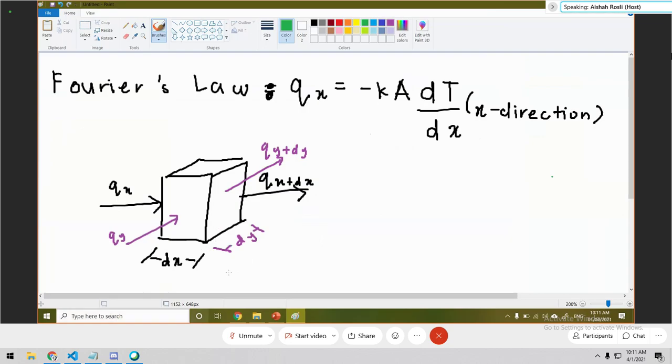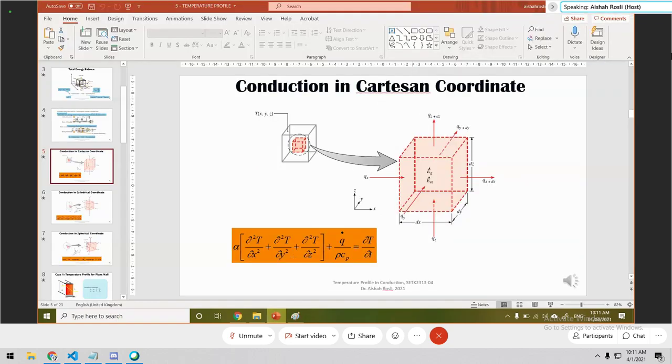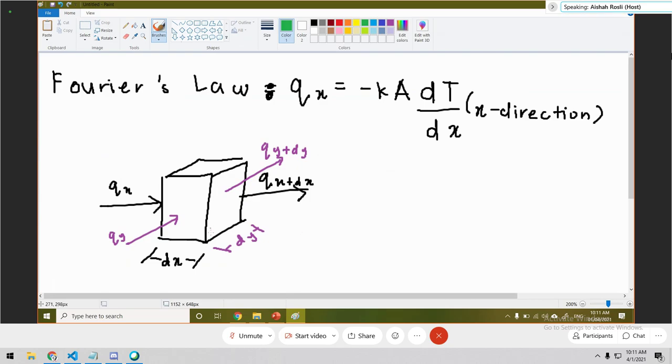Z can come in from, okay, in this case, it's coming in from the bottom. So Q, the heat.